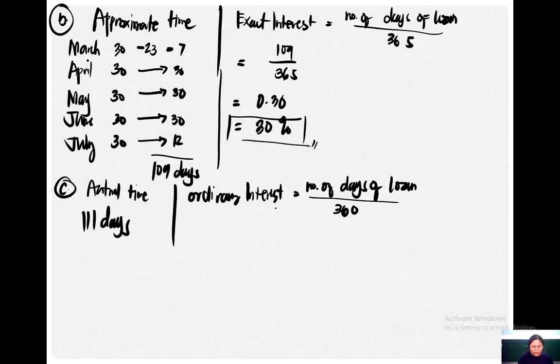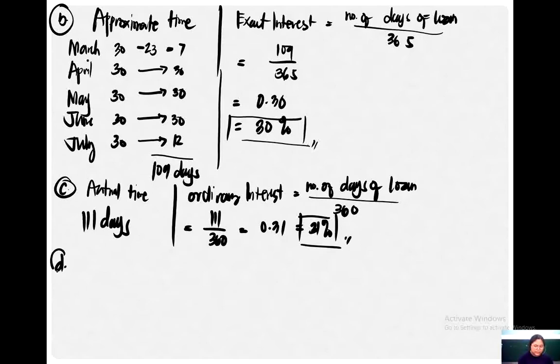So next, we're going to get the ordinary interest. It is equal to the number of days, which is 111 over 360. So it is equal to 0.31. If we convert it into rate, the answer is 31%. Okay po. So the interest of the loan using the ordinary interest and the actual time is 31%.